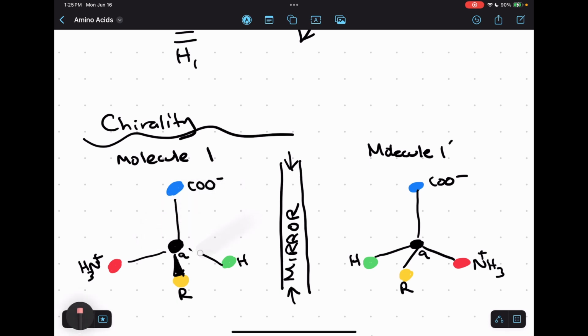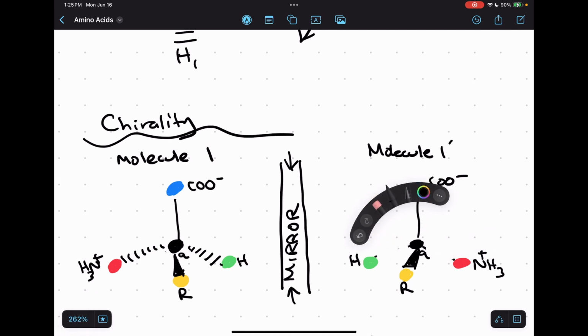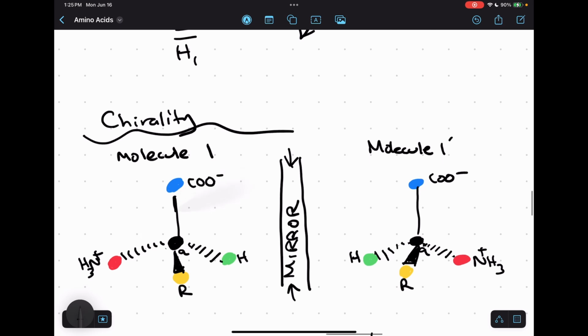So when you have dashes, it means that the substituent is pointing away from you. If you have wedges, it means that the substituent is pointing towards you. So we can clarify that here as well. The wedge for the R group shows that it's pointing towards us, and then the dashes are showing that it's pointing away from us. And then any straight lines mean that that constituent is in the plane of the paper.